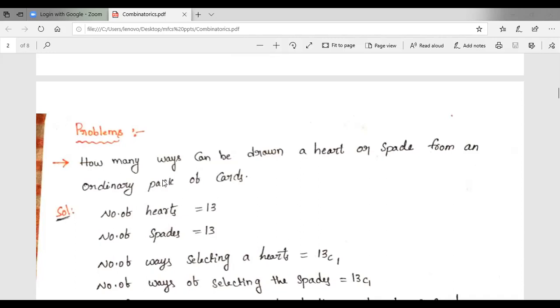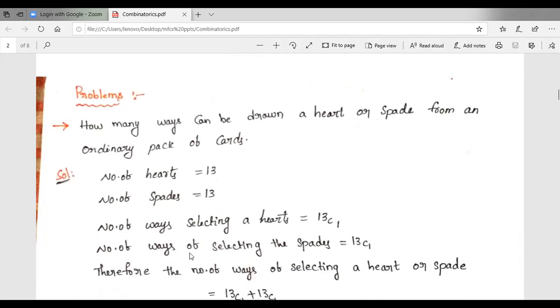Each heart symbol card can be selected one time, so in total we have 13 possibilities. That is denoted by 13 C1. The number of ways of selecting a spade is also 13 C1. This is the first task and second task.